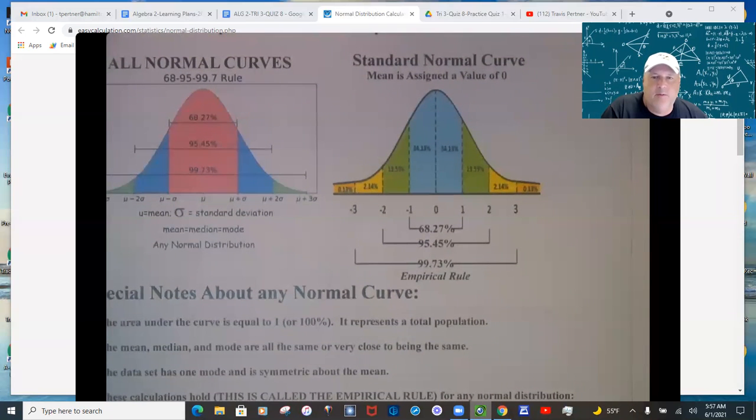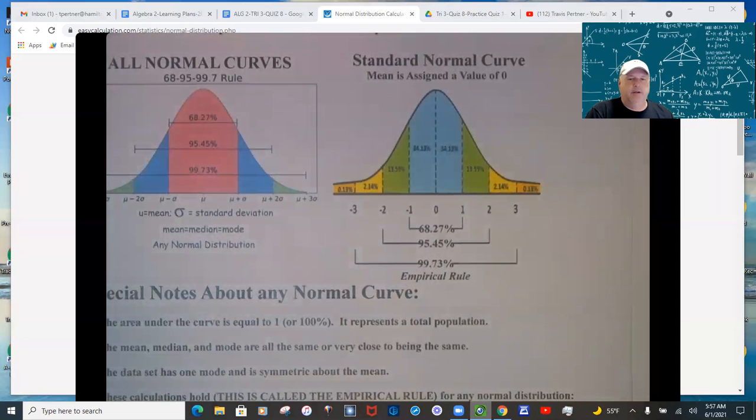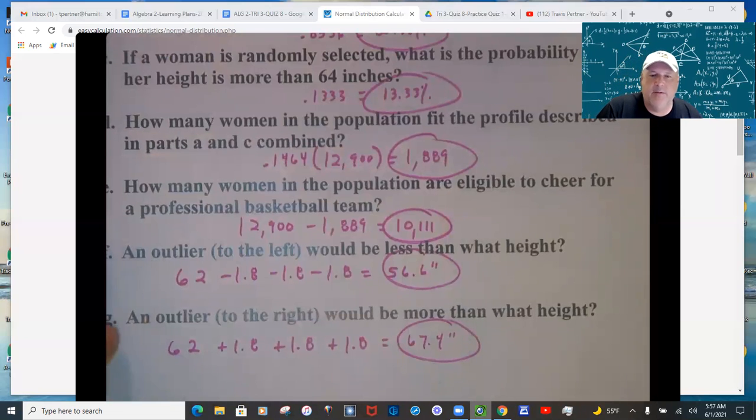Again, the standard normal curve just reassigns the mean as the value of 0, no big deal there. But predominantly you would use that for the most part to do questions 1 and 2 on these practice quizzes. All right, so those are the solutions for the 3rd practice quiz. These are solutions for the 3rd practice quiz for quiz 8 in the 3rd trimester of Algebra 2.